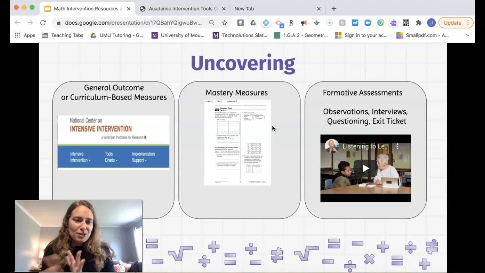And then obviously we use a ton of formative assessments in mathematics teaching, a ton of observations about what students are writing down. We regularly question and interview. You may not call it an interview, but when you're talking to students about their thinking and what they're doing, that's essentially interviewing them. And then also exit tickets.